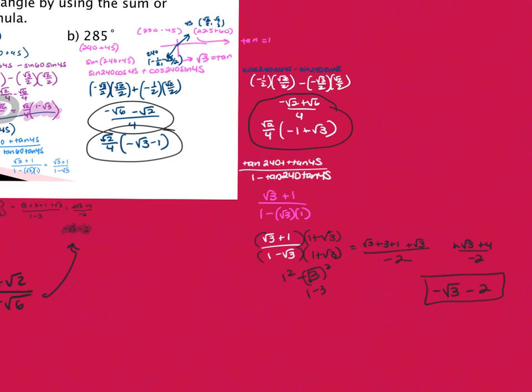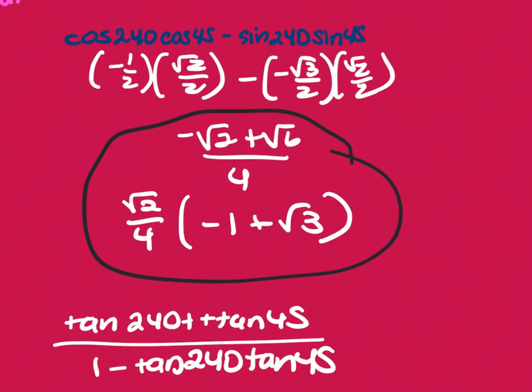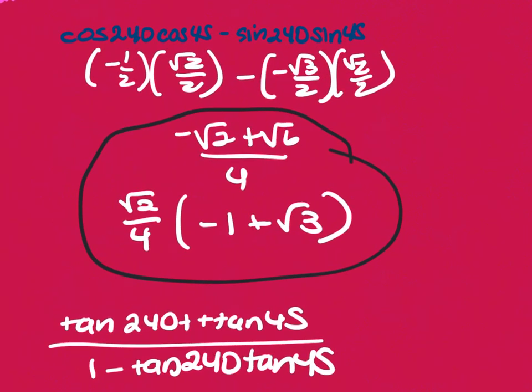For which one? Cosine should be negative root 2 plus root 6 over 4. And then if you take out the root 2 over 4, it should be root 2 over 4 times negative 1 plus root 3. So order can be switched as long as the negative is on the root 2 and the positive is on the root 6.